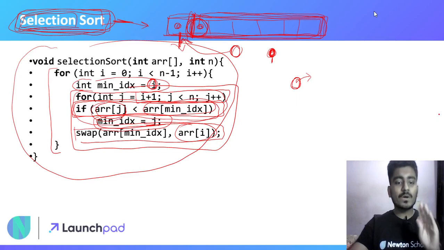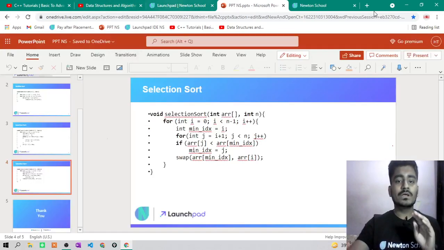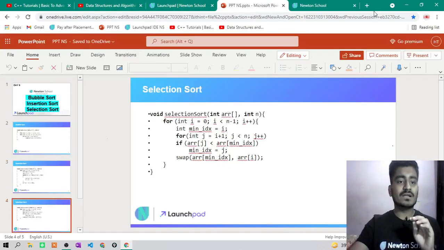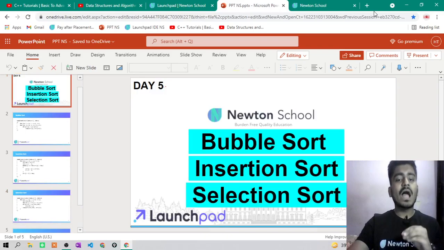And now according to me, you already know all these three algorithms, that are selection, insertion and bubble sort. And if you have any doubt, you can always ask in the comment section.